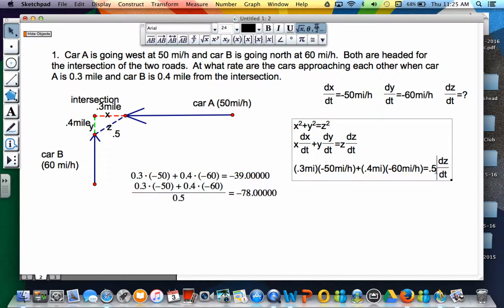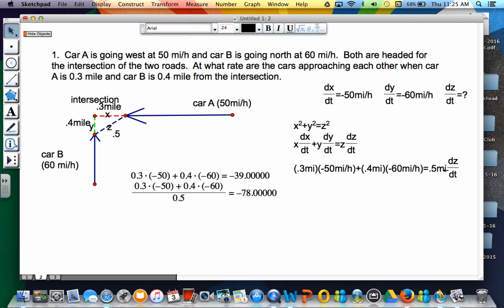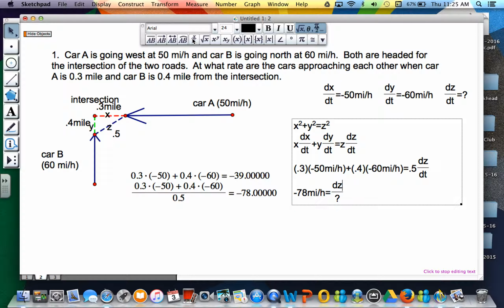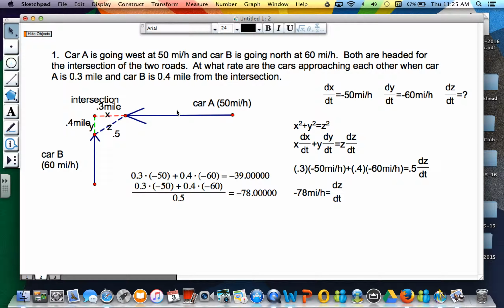Remember, this was miles. I should have put that. So my miles here can divide out, and notice I'll still get miles per hour as my units. So this is going to be minus 78 miles per hour is equal to dz/dt. All the news is fit to print.